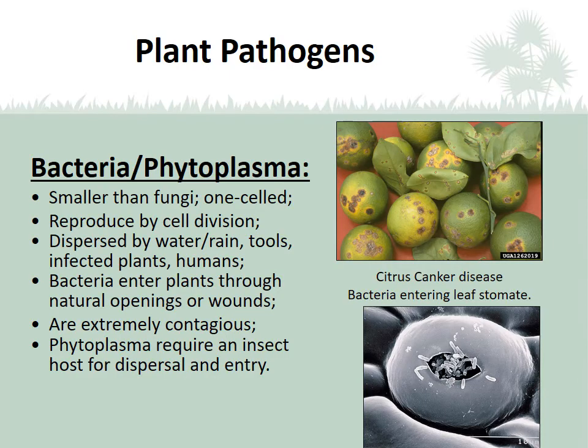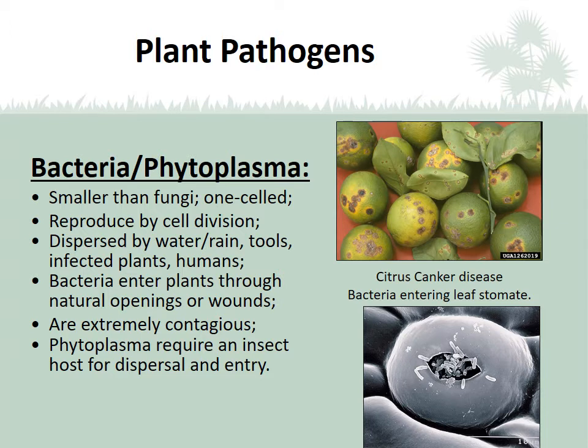Next, we'll talk about bacteria. This type of plant pathogen is smaller than fungi and is only single celled, is one cell, and reproduces by cell division and disperses mainly through water and rain. However, it can attach itself to tools and infected plants, as well as latch on to people. So we have to be very mindful again of the tools we use, to make sure they have been properly sanitized and cleaned so the bacteria are not dispersed as a result of their use.